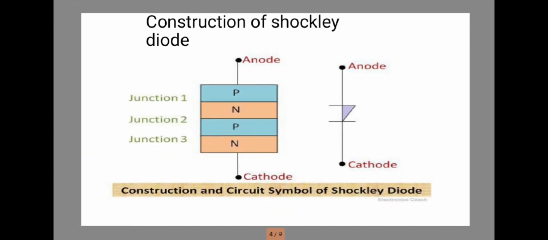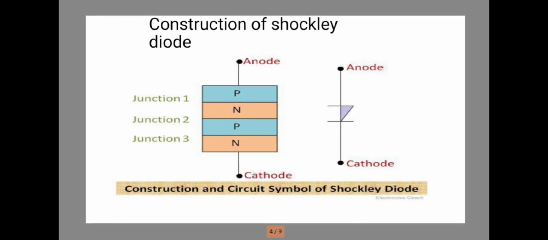Construction of Shockley diode. It is formed by sandwiching four layers of semiconductor: p-type, n-type, p-type and one more n-type. Three junctions are formed due to the merging of four layers together. The construction and the circuit symbol are described in the below diagram.